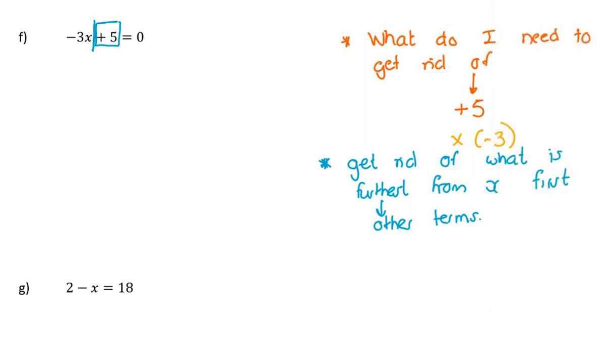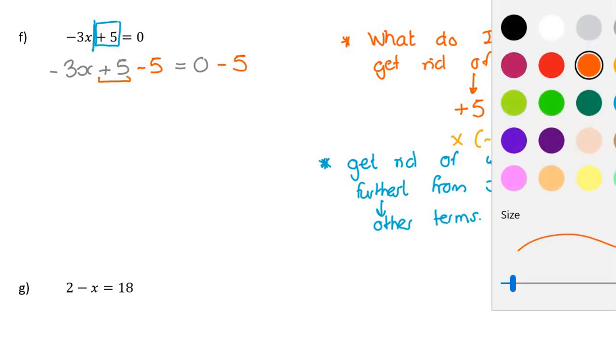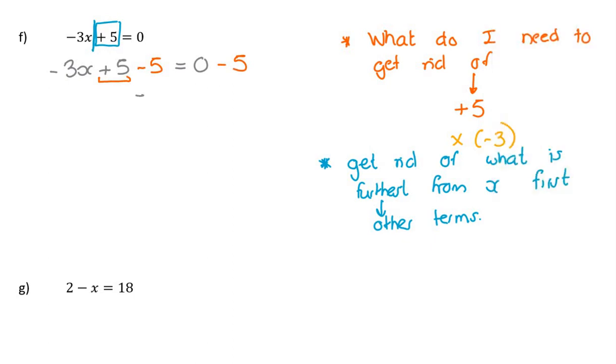So if I'm writing this out the long way, I'm going to say negative 3x plus 5, and I'm going to leave myself a gap, because to get rid of plus 5, I know I need to subtract 5. But what you do to one side, you do to the other side. Now don't forget, you don't actually have to write down those steps if you don't want. You can go straight to my next line.